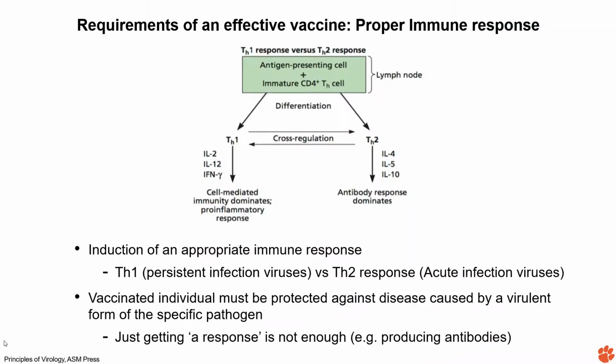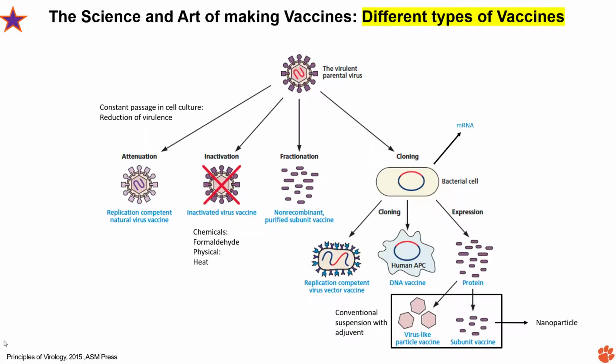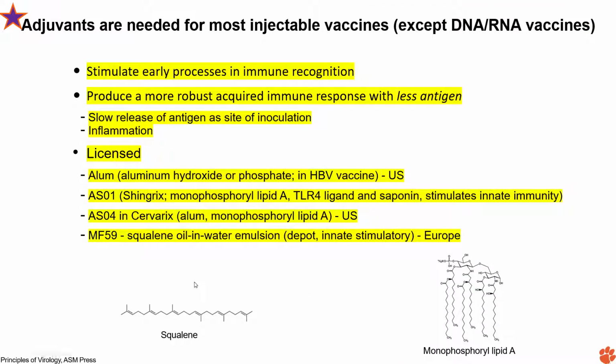So after that is the adjuvant. This is very important, as it is needed for most of the injectable vaccines. These stimulate the early process, and just know the reasons for that: they produce a more robust acquired immune response with less antigen, and slow release of the antigen at the site of inoculation. That happens sometimes. They are with the aluminum hydroxide and or phosphate in the HPV vaccine. You can see what they are.